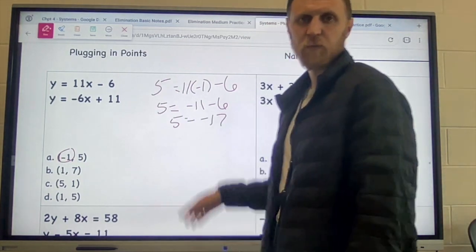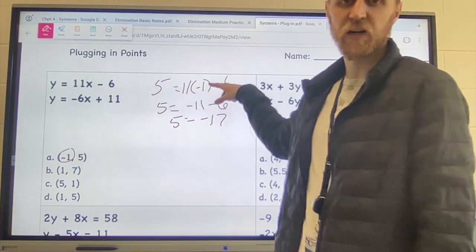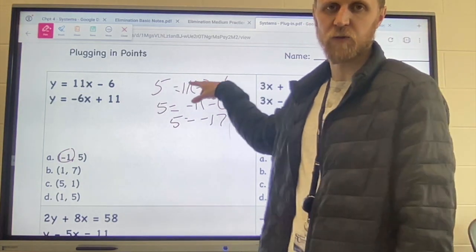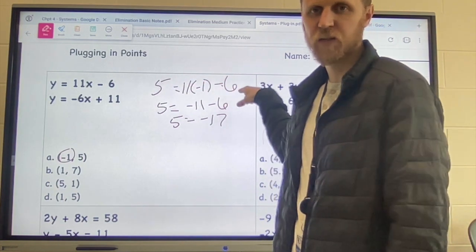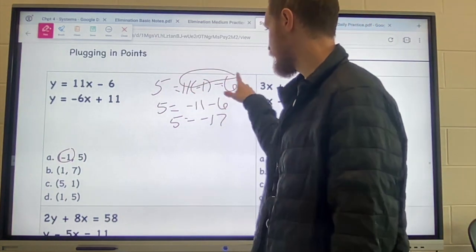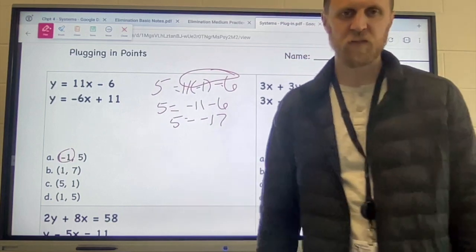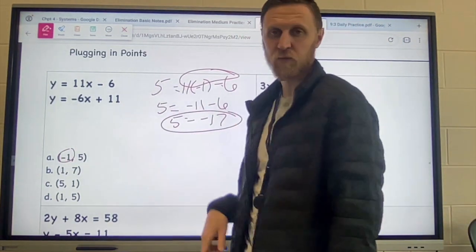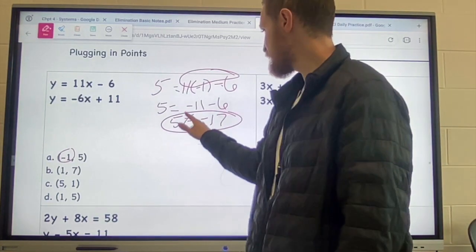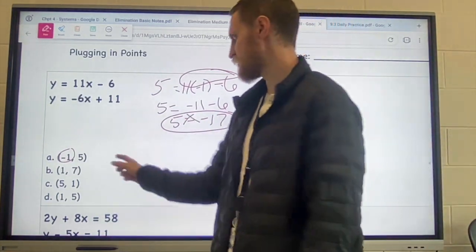So when I simplify this out, if you want to type that into your calculator, 11 times -1 minus 6, that's cool with me, and it'll give you -17. And what you'll find is that you're left with 5 equals -17. Well, that's not true. You're right, it's not true, so that's a bad answer.